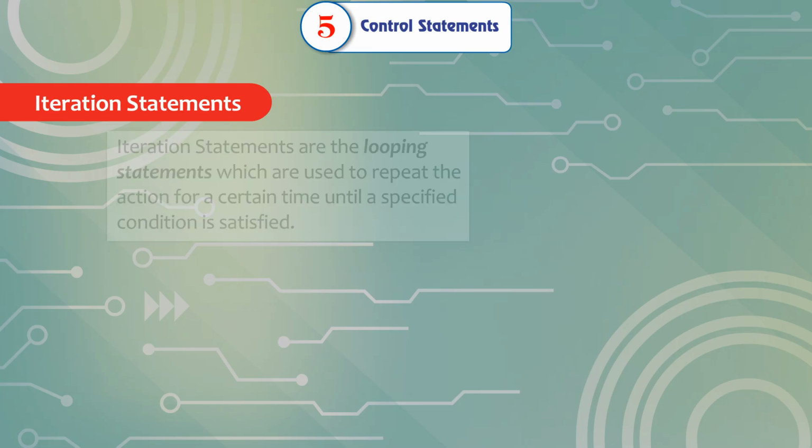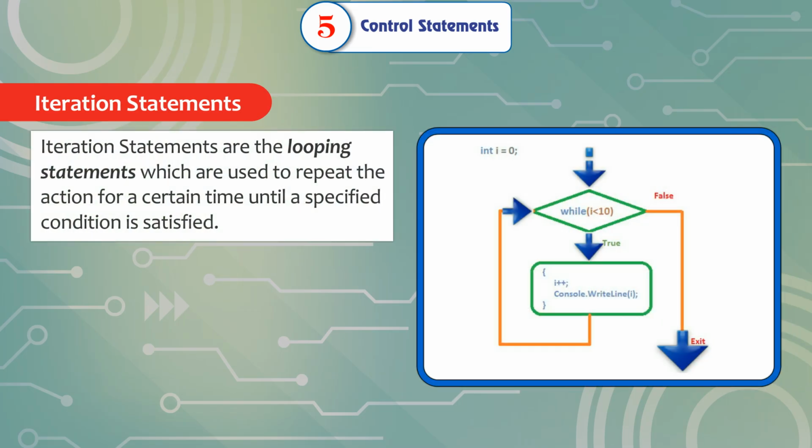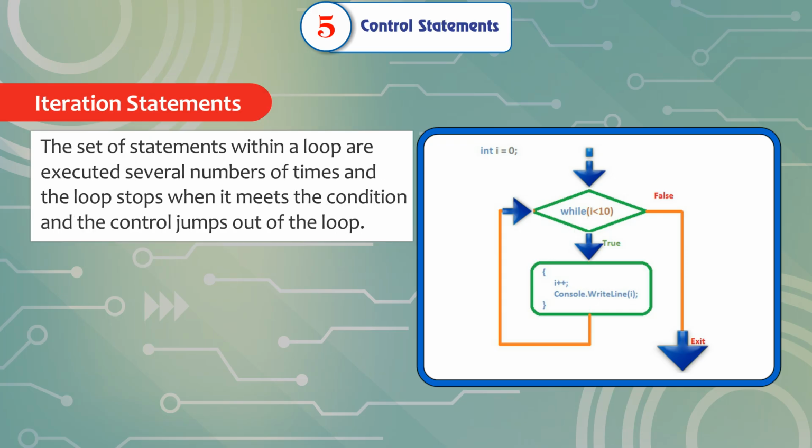Iteration statements. Iteration statements are the looping statements which are used to repeat the action for a certain time until a specified condition is satisfied. The set of statements within a loop are executed several numbers of times, and the loop stops when it meets the condition and the control jumps out of the loop.